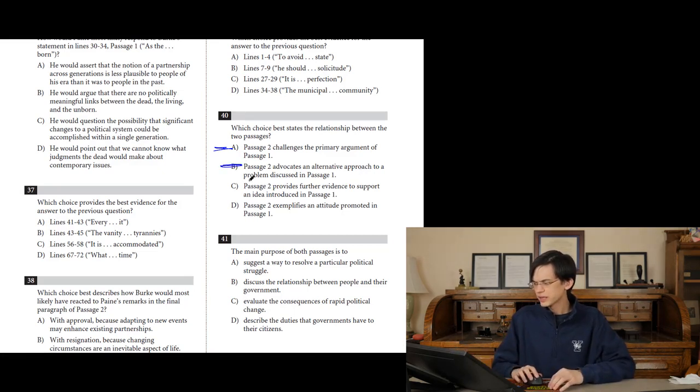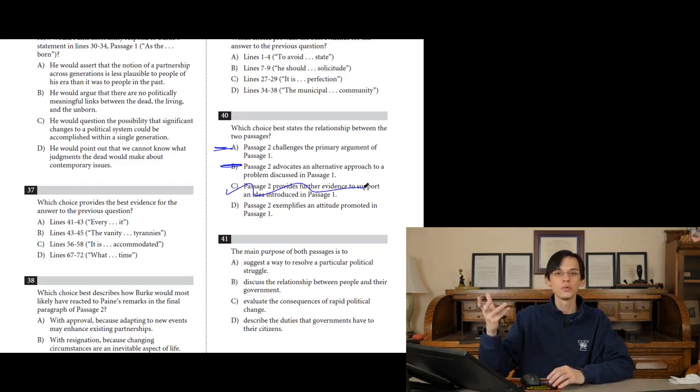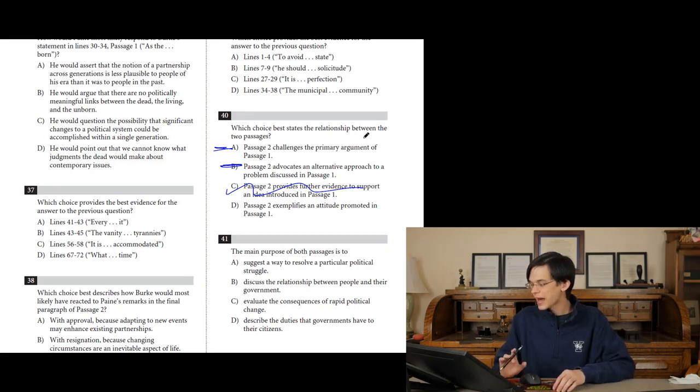Let's see. Passage 2 provides further evidence to support an idea introduced. No, it's not further. It's contradictory evidence. It's not like, oh, also, let me support some more information that passage 1 talked about. D, passage 2 exemplifies an attitude promoted in passage 1. No, passage 2 does not exemplify an attitude promoted in passage 1.